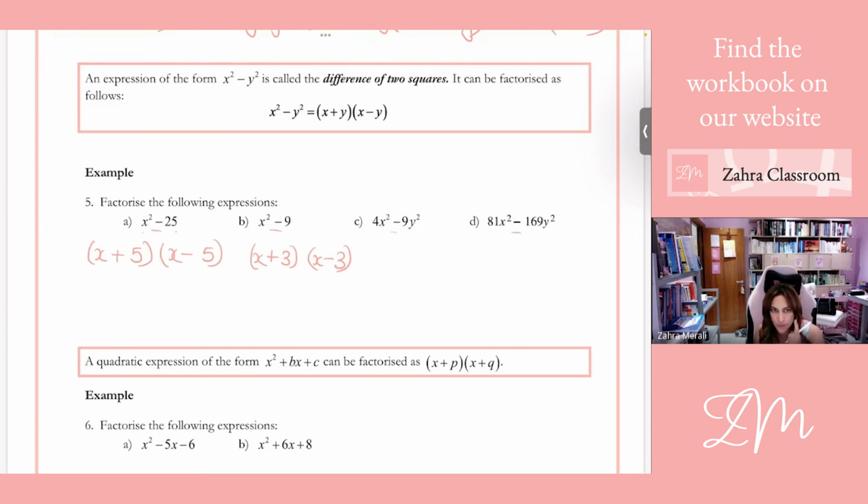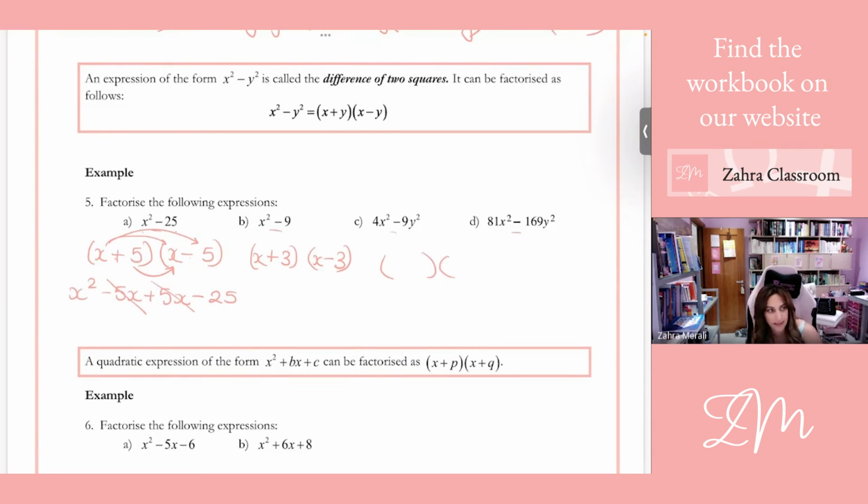Now, the reason this works, let's open out this. We've got x times x, x squared. X times minus 5, minus 5x. 5 times x, plus 5x. Plus times a minus is a minus. And you'll notice these 2 cancel each other out because there's that minus sign, right?